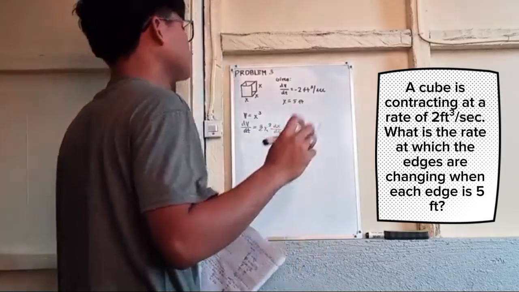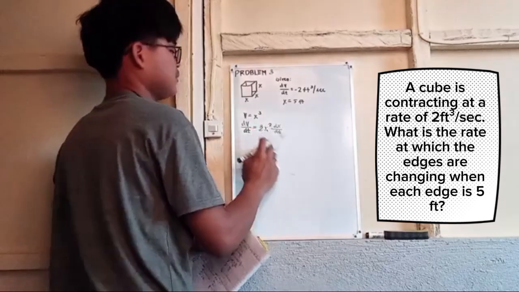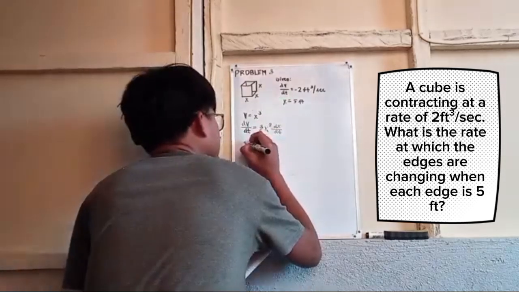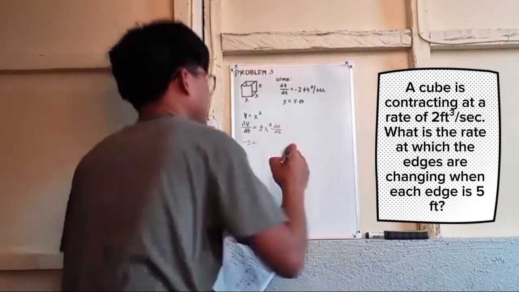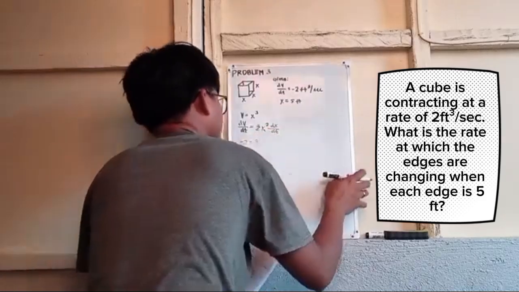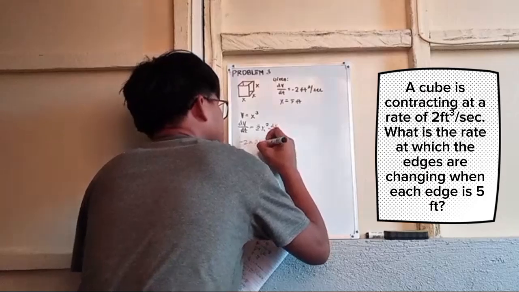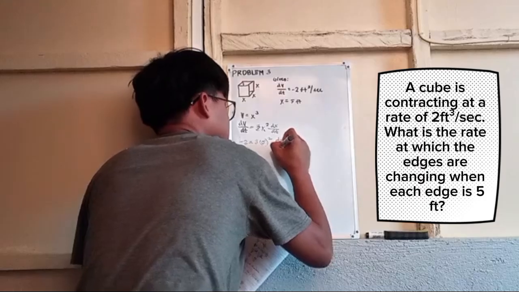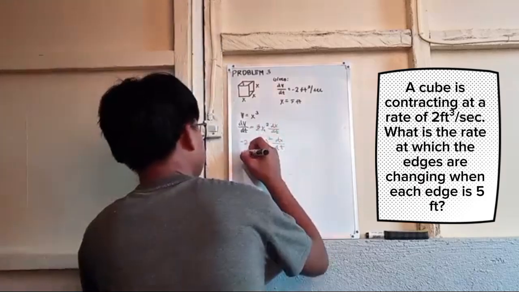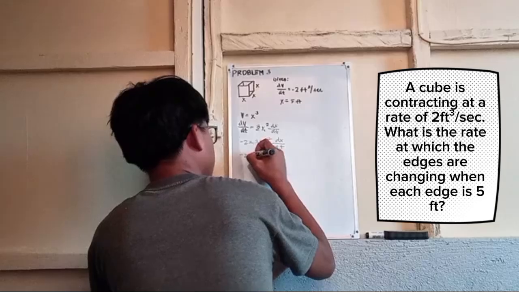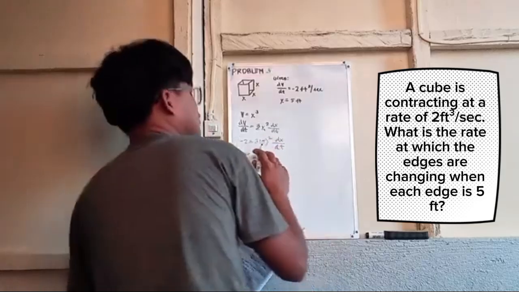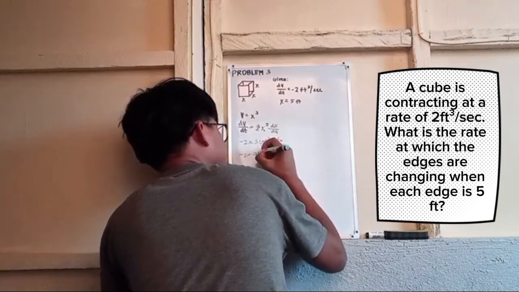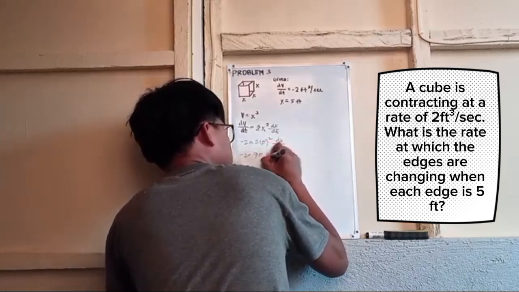Then now we will substitute what is given into the formula. Then dv over dt is equal to -2, then 3, and Rx in the given is equal to 5 squared dx over dt. Then solve: -2 is equal to 5 squared, 25 times 3 is equal to 75 dx over dt.